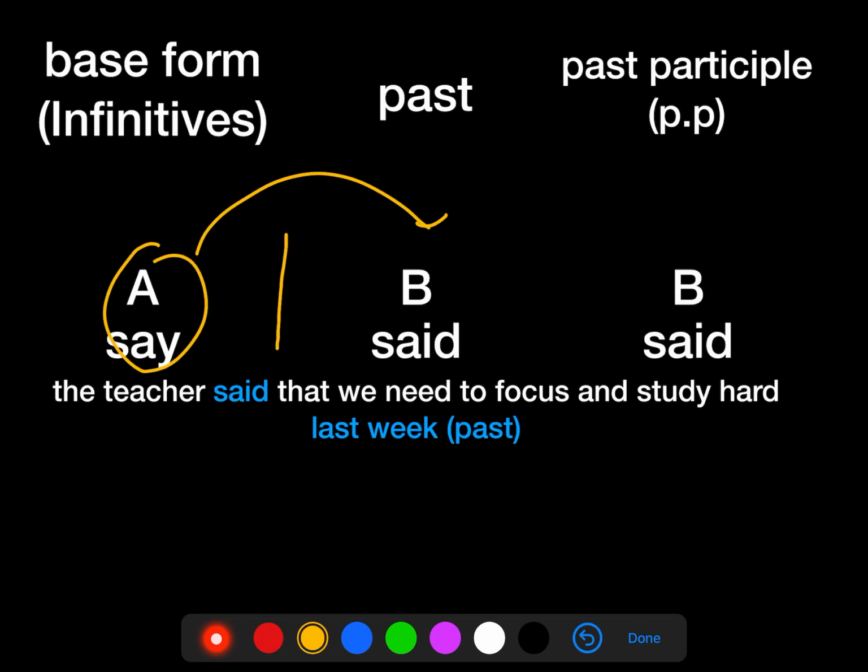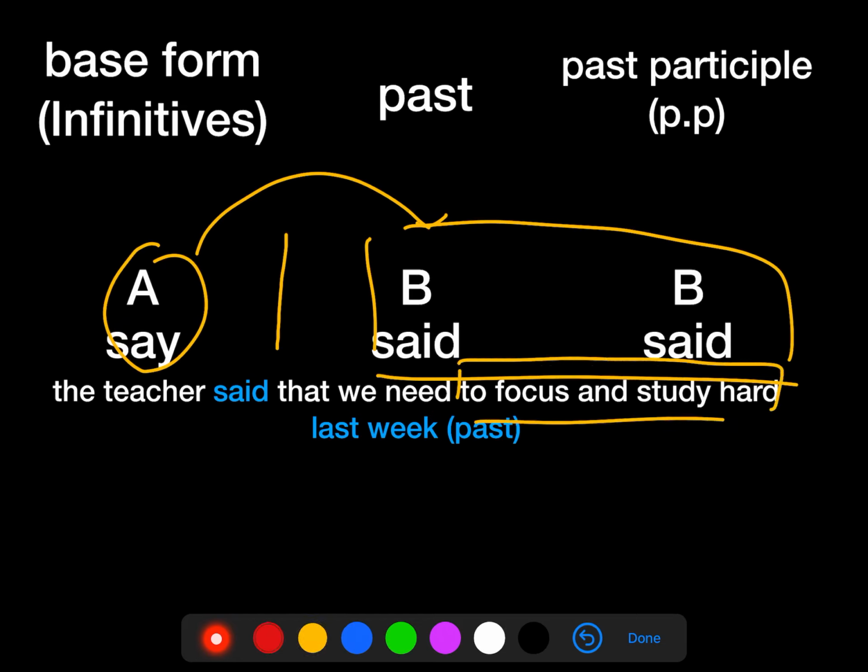Okay, good, last one, is ABB as well. The base form say, in the past tense, changes into said, but from past to past participle, it doesn't change. So say, said, said. Okay, let's look at the example as well. The teacher said that we need to focus and study hard last week. Okay, everyone, focus and study hard.